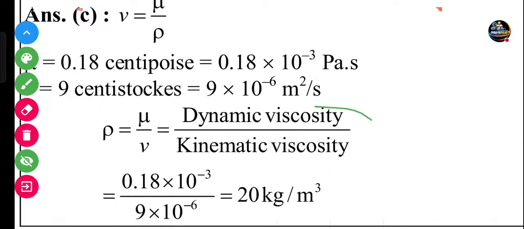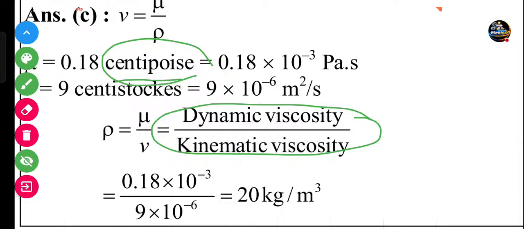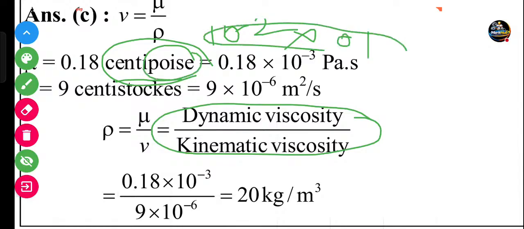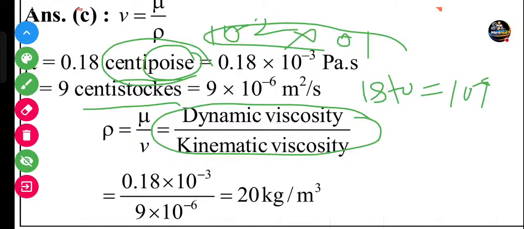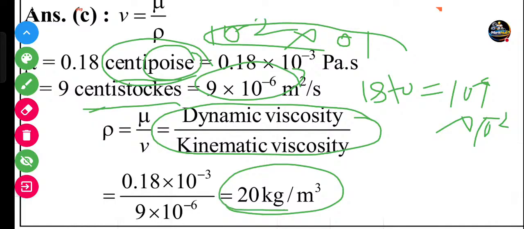Okay, density is dynamic viscosity by kinematic viscosity. You convert 1 centipoise to 10 to the power minus 2 poise, and 1 poise equals 0.1 Pascal second, so the total is 10 to the power minus 3 Pascal second. For 9 centistoke, 1 stoke equals 10 to the power minus 4, and centi is 10 to the power minus 2, so 9 into 10 to the power minus 6. If you solve that, you get 20 kg per meter cube.